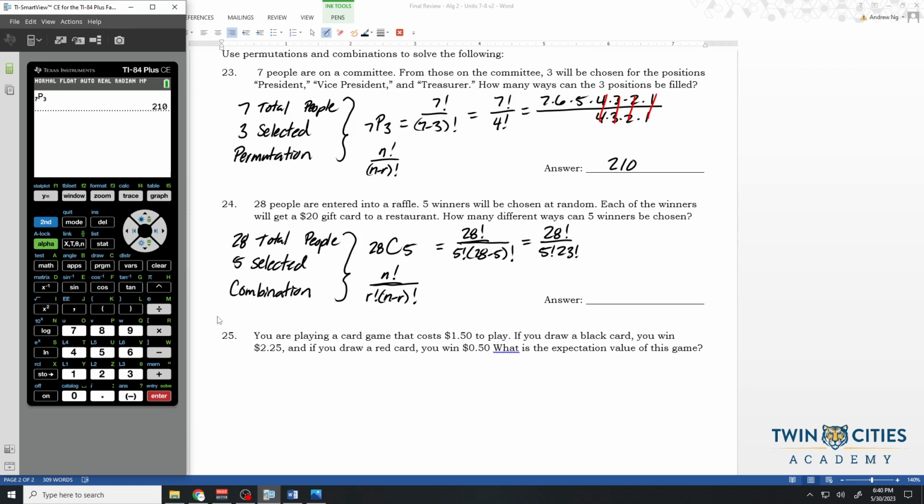For 24, I've got 28, put in your first number, math, over to probability. This one's a combination, and I am going to select 5 people in this combination. 28C5. This is 98,280. There are 98,280 ways to select 5 winners from just 28.